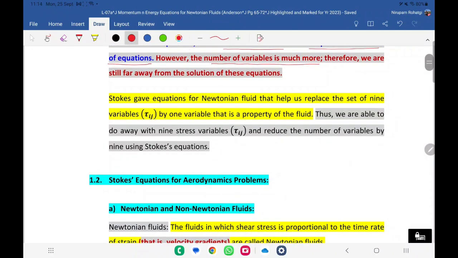So when this problem came up, Stokes gave a solution for Newtonian fluids: he replaced these variables by one variable which is a property of the fluid. So all these tau ij, which are 9, so we had a total of 16. From there, if 9 are gone, you are left with 7. Okay, so we will talk about the others later, how we are going to handle them. But at least from 16 we are going to come to 7.